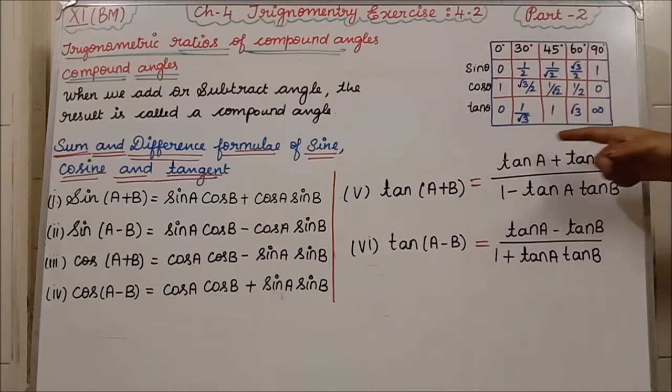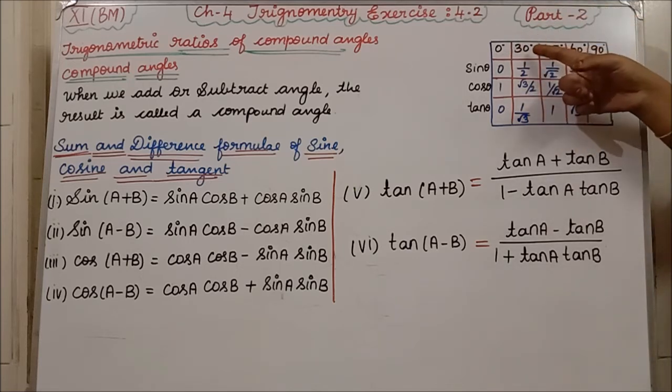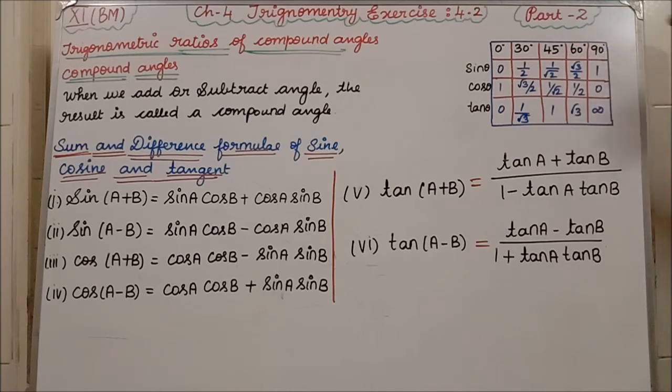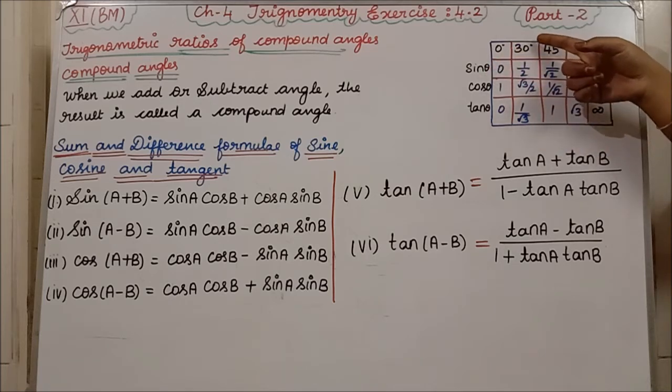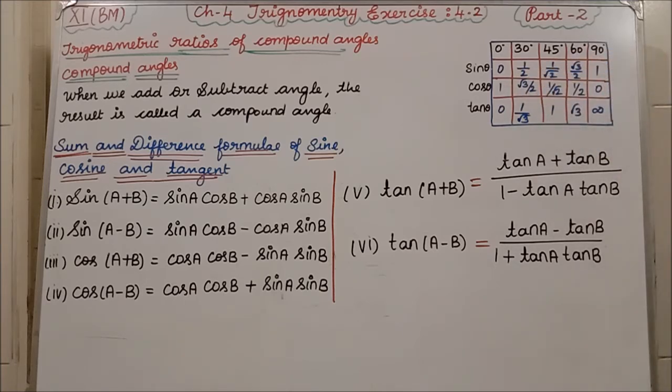Now see the tabular column. This tabular column you have learned from 9th standard itself, isn't it? Once more we'll recall it, because based on this tabular column only we are going to solve. So, 0 degree, 30 degree, 45 degree, 60 degree, 90 degree we have, isn't it? Sine 0 degree means 0, sine 30 degree means 1 by 2, sine 45 degree means 1 by root 2, sine 60 degree means root 3 by 2, sine 90 degree means 1. Like that you will know for cos and tan also. This tabular column is very important.